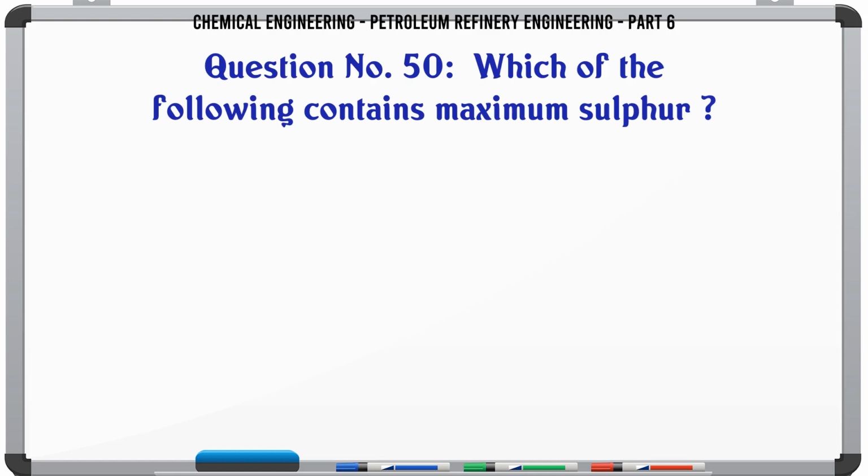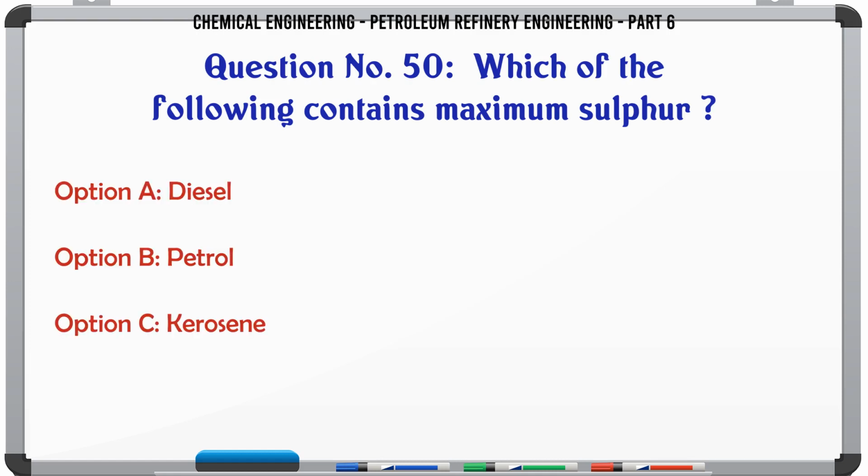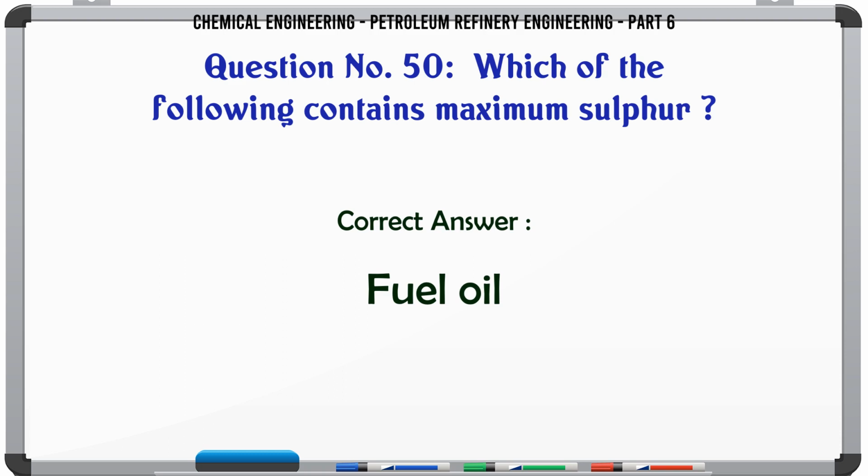Which of the following contains maximum sulphur? A. diesel, B. petrol, C. kerosene, D. fuel oil. The correct answer is fuel oil.